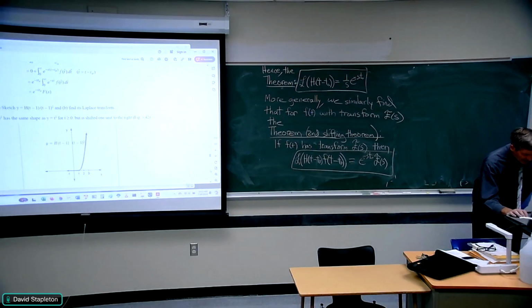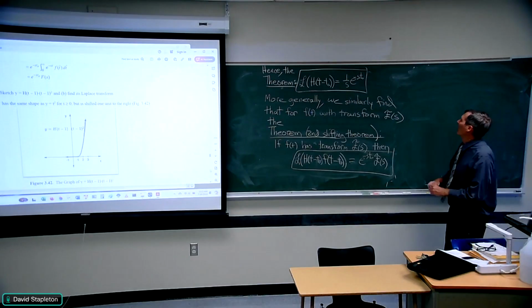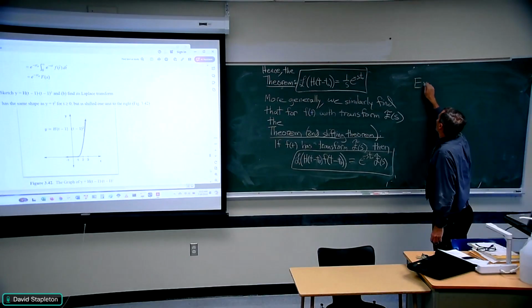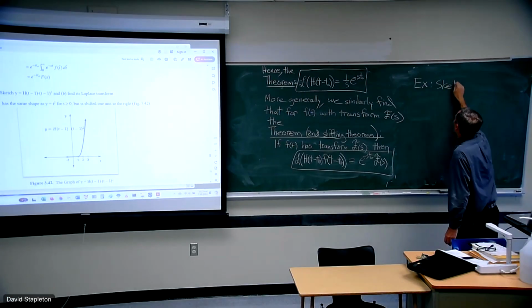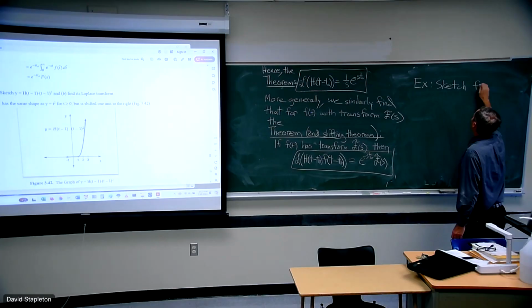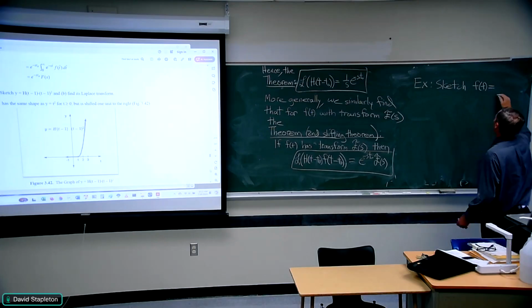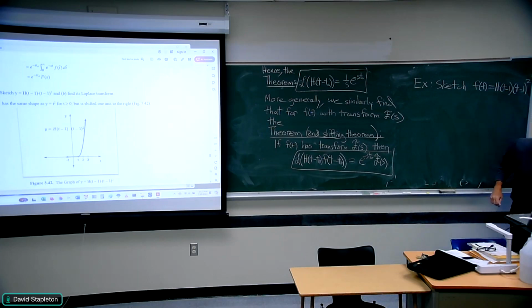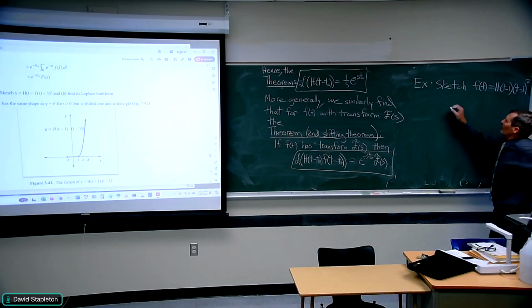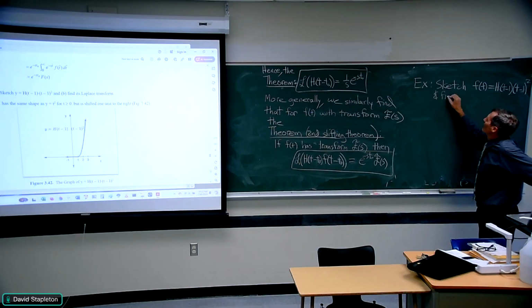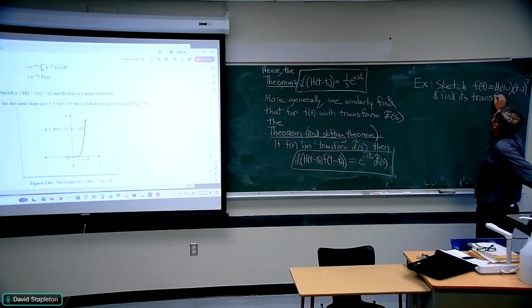And suppose I want to take the transform. So first sketch this function f of t, which is a shifted half parabola. It's h of t minus 1 times t minus 1 squared. All right. Okay. And find its Laplace transform. Wonder what that is.